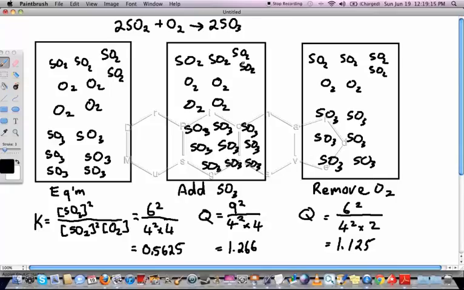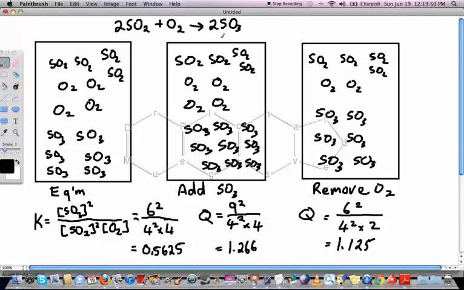Now both of these things make sense in the context of what we're doing, because if we're adding in product, the reaction is going to say to itself, well, what are we going to do about that? It's going to want to use up the product and get rid of some of that product that we've added, so it will shift towards the reactant side to get rid of it. By the same token, removing a reactant, removing O2, the reaction is saying, well, how am I going to replace the O2 that was removed? Well, it can do that by going from the products more to the reactant side. So all of this still makes sense in terms of Q and K.